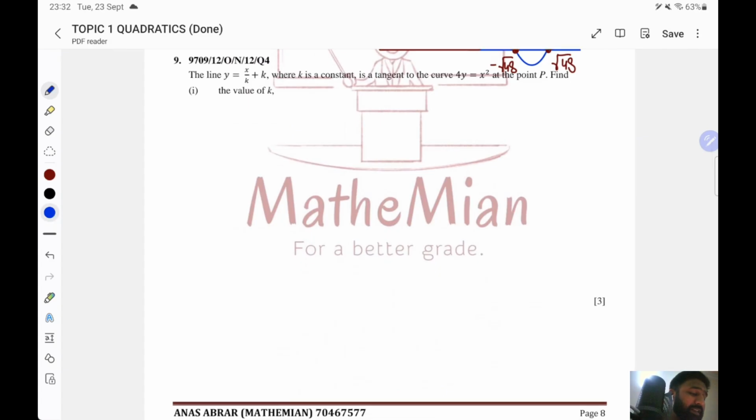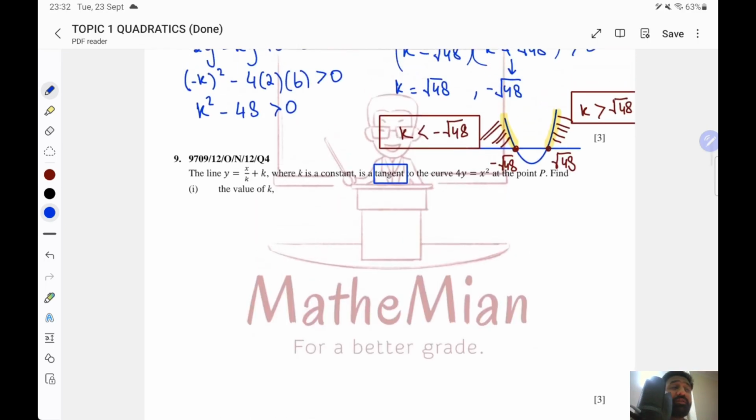Question number 9 says that the line, where k is a constant, is tangent to the curve. By tangent it means that the line and the curve are just intersecting at one single point, which is b square minus 4ac equal to 0. You label that point as P. Find the value of k.